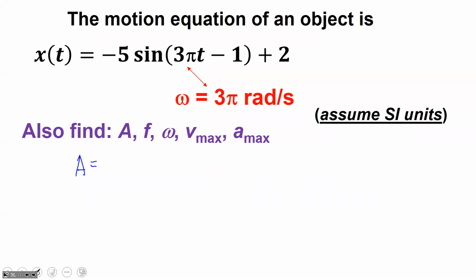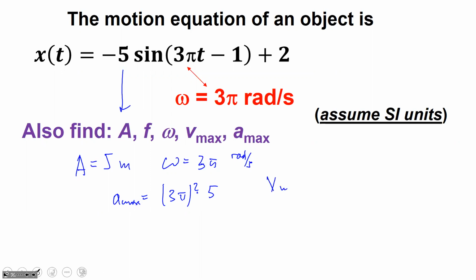Usually we use magnitude for the amplitude. Just set it to 5, assume meters. And we know angular frequency, 3 pi radians per second. That's all we need to calculate the maximum acceleration. We just have to multiply 3 pi squared times 5. Maximum velocity, 3 pi times 5.